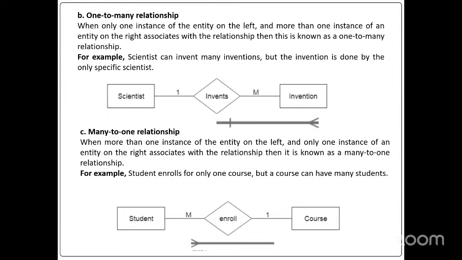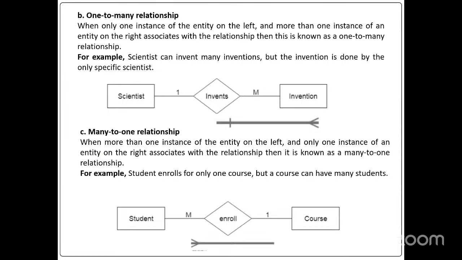When only one instance on the left-hand side is associated with more than one instance on the right-hand side association. Only one on the left-hand side is associated with more than one on the right-side entity. Here is an example: a scientist invents many inventions.